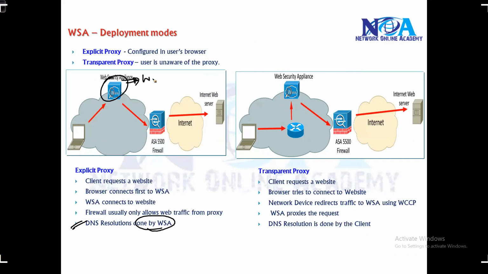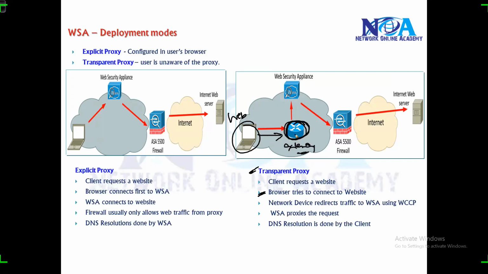Whereas if you're using transparent proxy mode, which we generally use, it is the preferable option, because in explicit mode, configuring each and every browser is not really scalable. So basically we use a transparent proxy where the client requests the website, and the browser tries to connect to the website. Whenever the web traffic is initiated, it goes to the gateway, and on the gateway we configure that if any traffic coming from this source matches port number 80, or whatever ports we are using, then it should get redirected to the WSA.